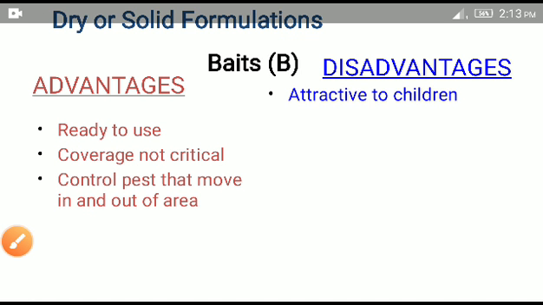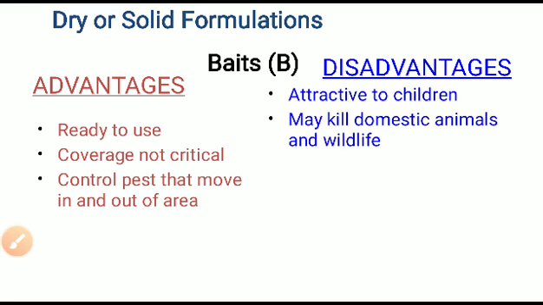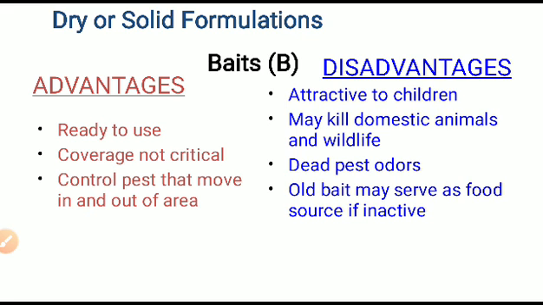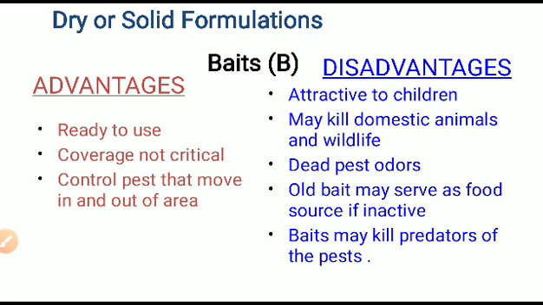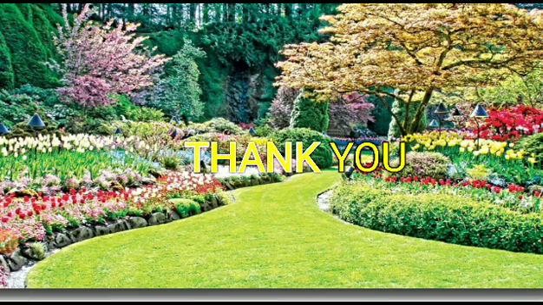sweet candy, and that's why children are attracted toward solid formulations. Another one is that it may kill domestic animals and wildlife. Dead pest odor: whenever the pest dies, it has a very bad odor. Another one is that old bait may serve as a food source if inactive. Another disadvantage is that bait may kill predators of the pest.